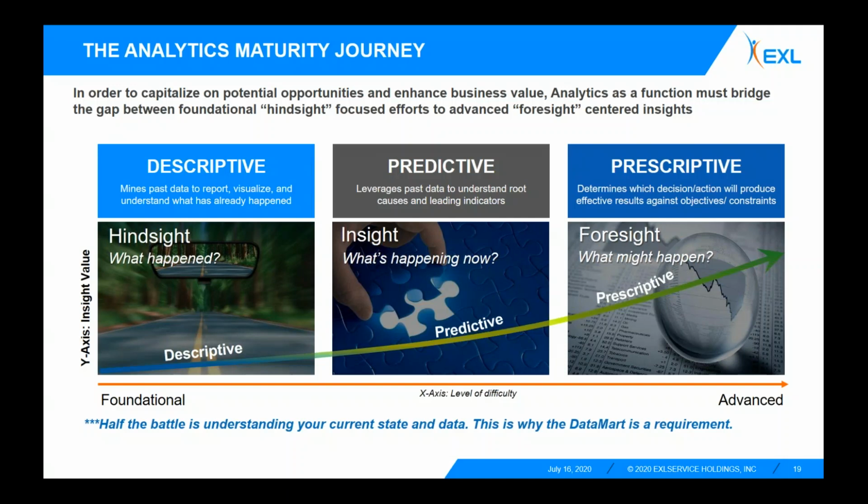Now, when we take the analytics journey a little farther, we talk about predictive analytics, and what's happening now. What are the key factors in my data, key performance indicators, that predict that I'm going to make a sale? Is it gender? Is it age? Is it state? Is it product type?